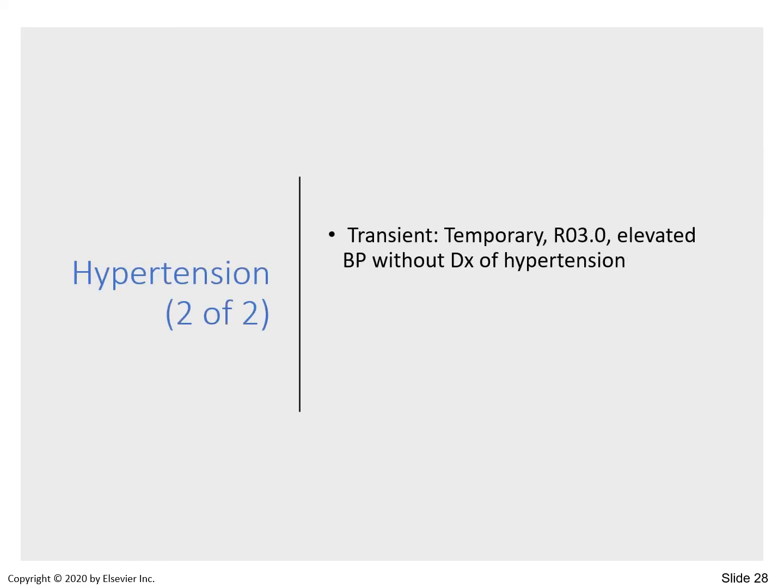So we have a transient hypertension, temporary is transient, or R03.0, elevated blood pressure without a diagnosis of hypertension. So we have to be careful when we see something like this, because we don't want to give the person a hypertension diagnosis code if it's just a temporary condition. It could be something, hypertension due to pregnancy.